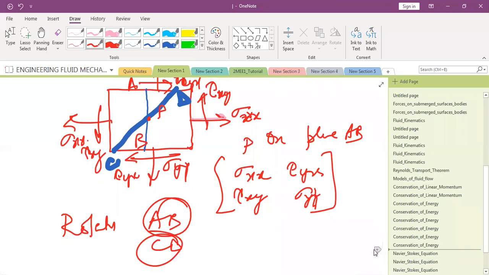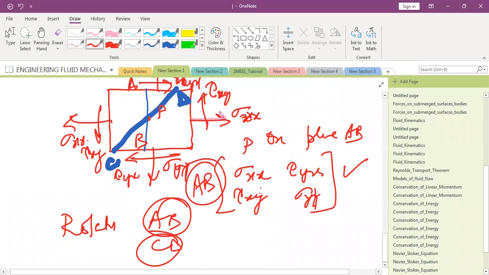Anyone? Are you getting my point or not? Is it clear till here? Yes, sir. My question is, you know that if you want to define a vector, you will ask what is the magnitude and what is the direction. For a vector you need magnitude and direction. To define stress, what do you need? At the point where you want to find the stress, you have to specify on which plane you want to find it. So when I specified the AB plane, I am defining this state of stress.